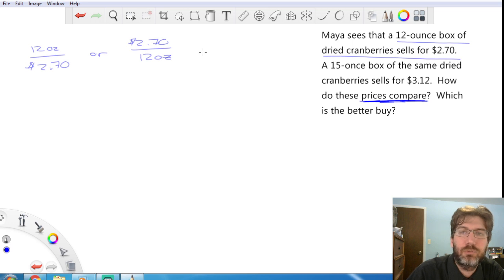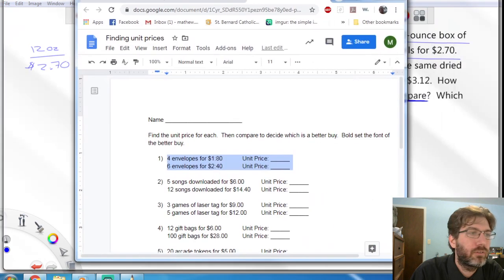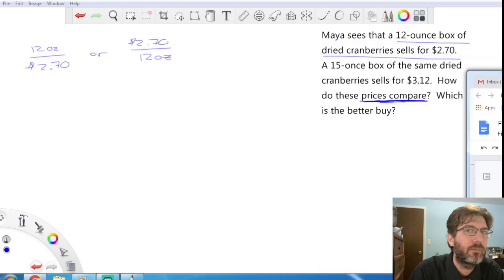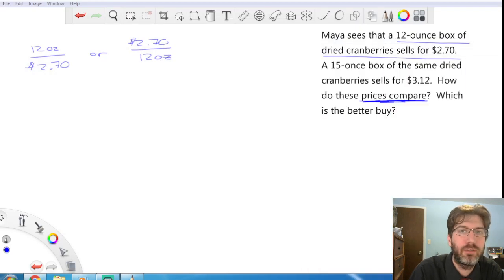Is there a Google Forms for the lesson? It is a Google Docs. It looks like this. We will be looking at this, and I'll do a couple of these with you, but basically I want you to tell me what the unit prices of each of these are, and then I want you to tell me which one is a better buy. I'm going to ask you to compare the prices and decide what's a better buy, and whichever one's the better buy, I want you to put in bold type font. We'll look at those later though.